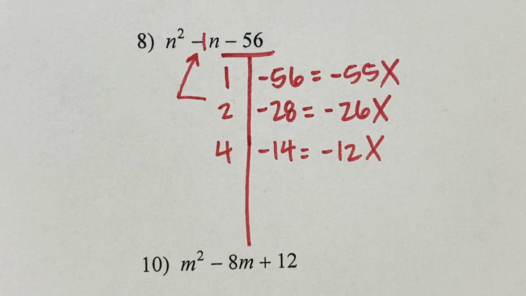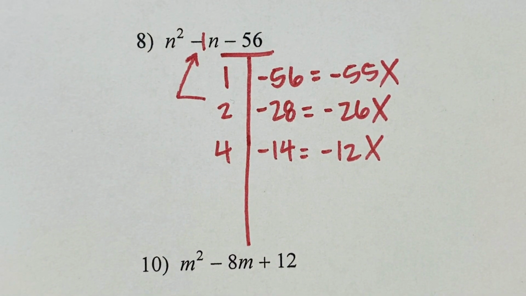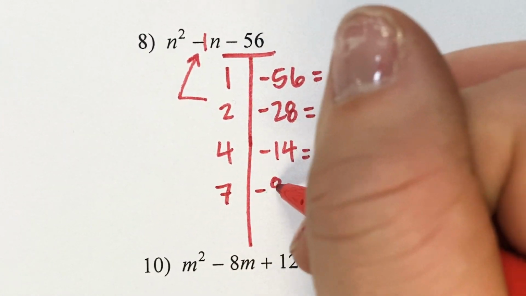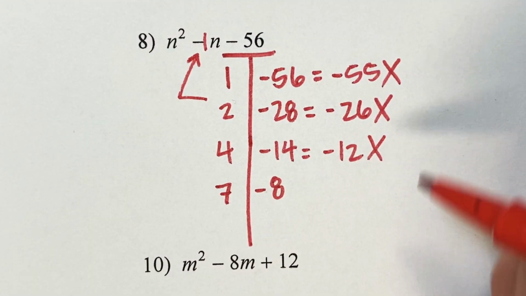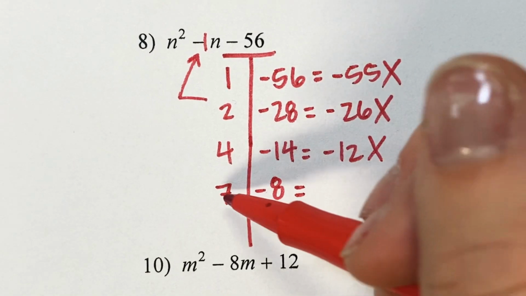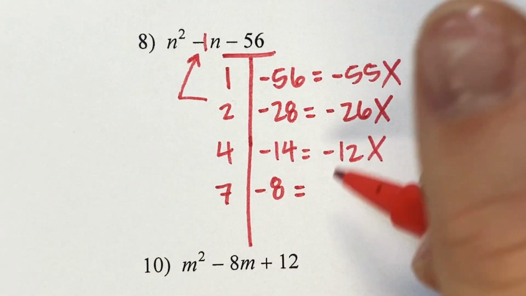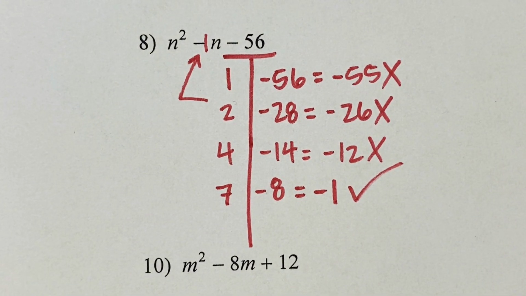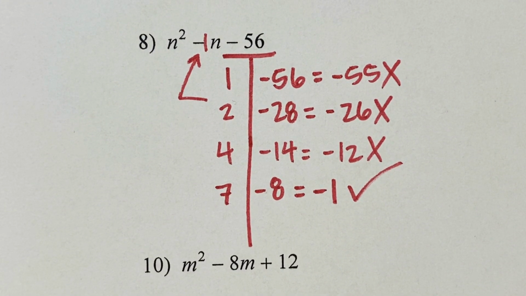What about 6? 56 divided by 6. Nope. 56 divided by 7. Ooh, 7 goes into 56. Okay, 7 times negative 8. Remember, it has to be negative to give me a negative 56. 7 minus 8 is going to give me negative 1. Yay, we found it. So we found our two answers.